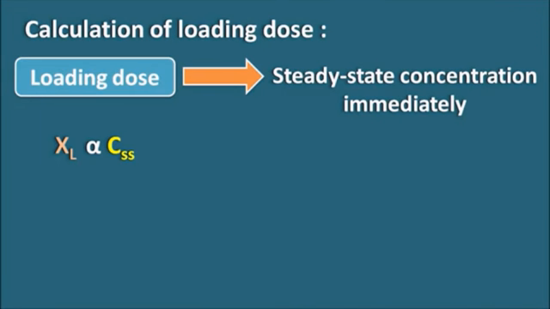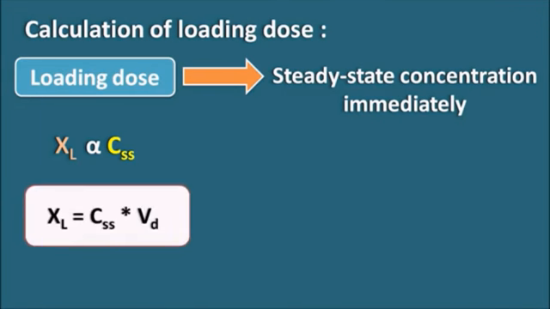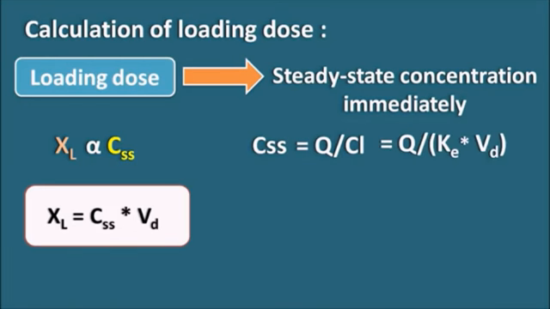There is another equation, CSS equals Q upon CL, that is rate of infusion upon clearance. Now clearance equals KE into VD. So the final equation will be Q upon KE into VD. So this equation becomes CSS into VD equals Q upon KE. So XL equals Q upon KE. You can use either of these two equations to calculate the loading dose.